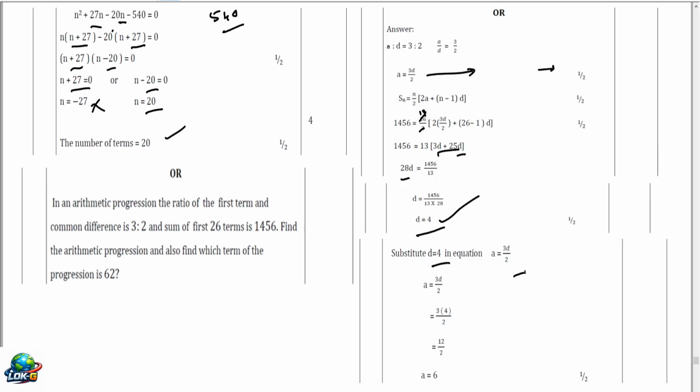Substitute d is equal to 4 in equation number 1, you will get 3d by 2, d is 4. 4 threes are 12 by 2, 2 sixes are 12, so a will be 6, which is the correct answer.